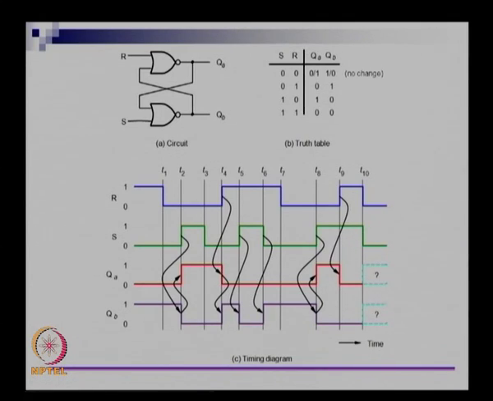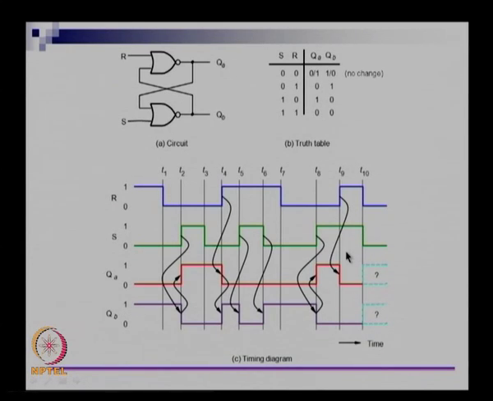But that itself is not the problem. If both of them go simultaneously to 1, so let us say both these gates have the same amount of delay, that is the amount of time that a change in input takes to propagate to the output, then QA and QB both would have turned to 1 at this time point. If both of them turn to 1, now QA is a 1 and S is 0, so QB will try to change to 0. Similarly, QB is a 1, R is 0, so QA will try to change to 0.